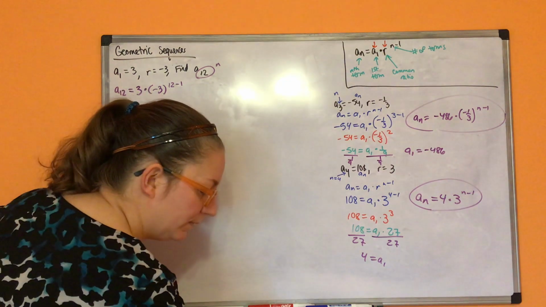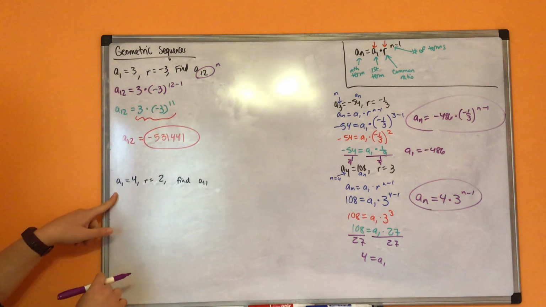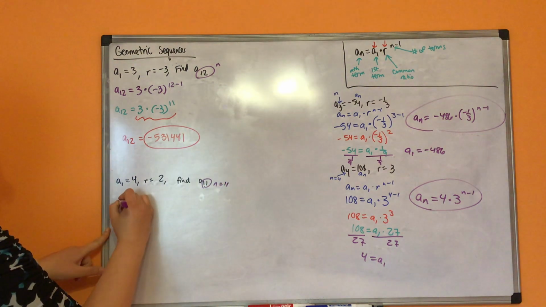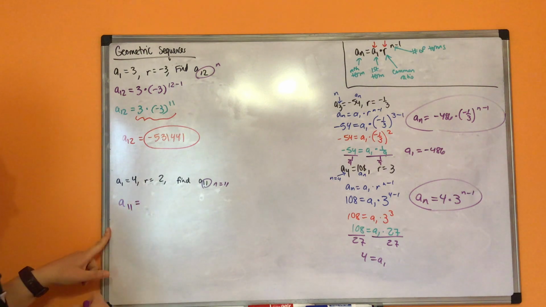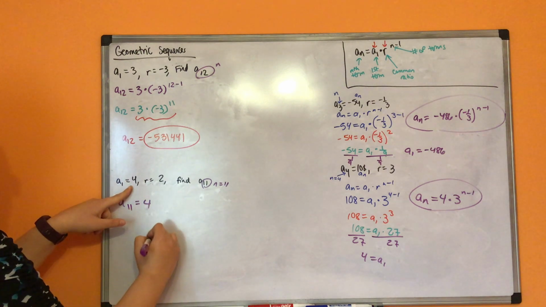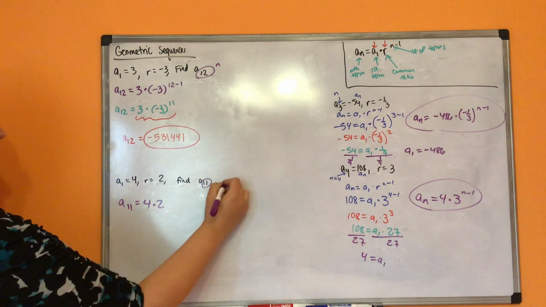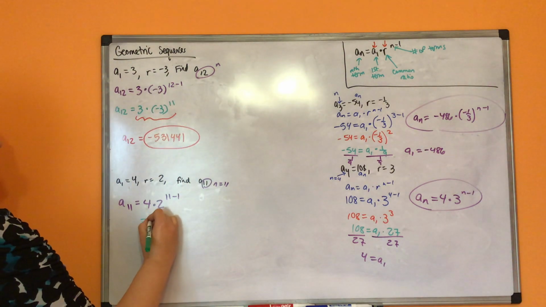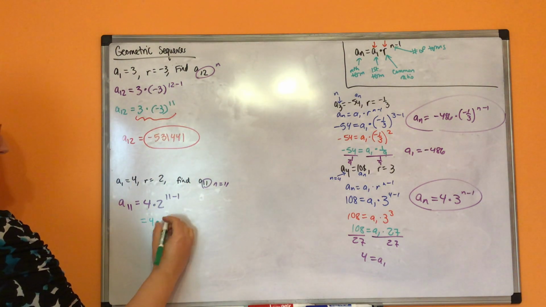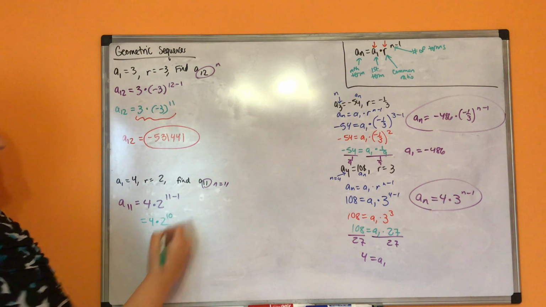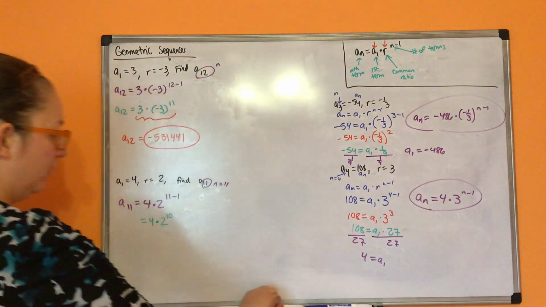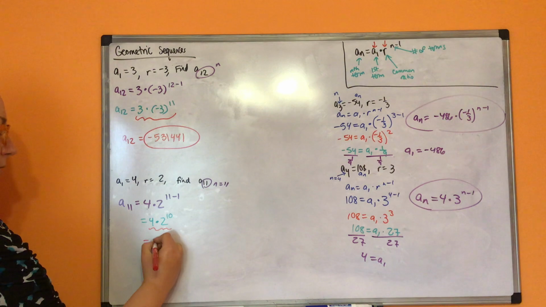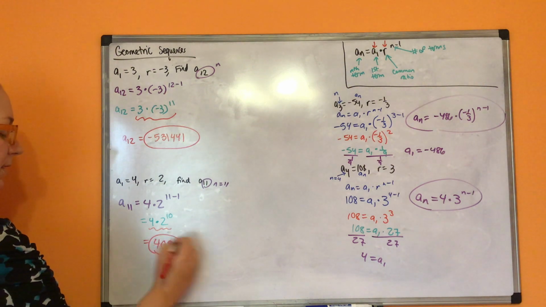Let's try another one. So A1 is 4, R is 2, they want us to find A11. So N is going to equal 11. Since we're finding A11, we write A11 equals A1 is 4, R is 2. Instead of N minus 1, we're going to put 11 minus 1. Before you put that in Desmos, I would recommend doing the exponent. So 11 minus 1 is 10. Simplify that exponent first. From here, you can type this into Desmos. You get a fairly large answer once again. When you do that, you get 4,096.